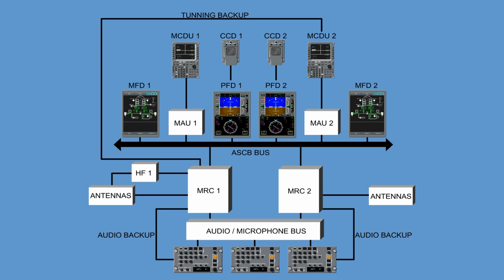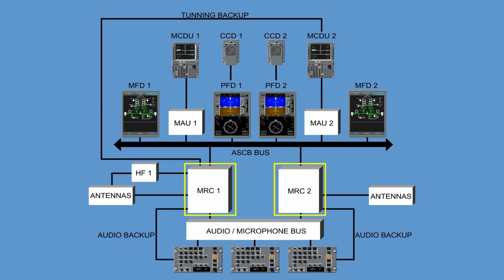The communication system consists of several antennas on the aircraft. Two VHF radio modules in two modular radio cabinets provide tuning, transmission, and reception. VHF-1 is dedicated to MRC-1 and VHF-2 is dedicated to MRC-2.